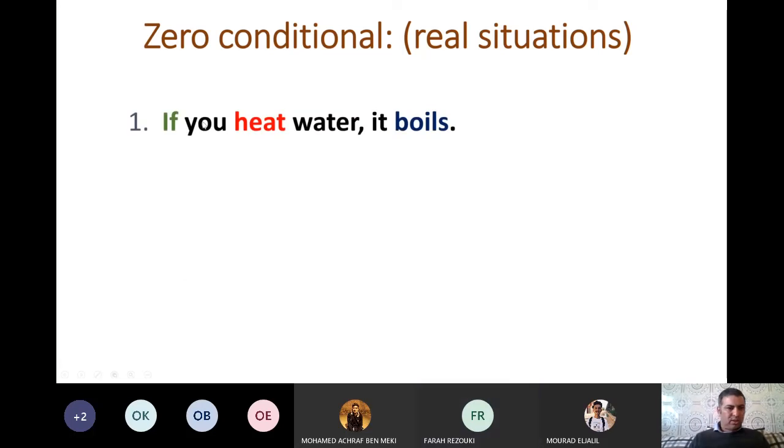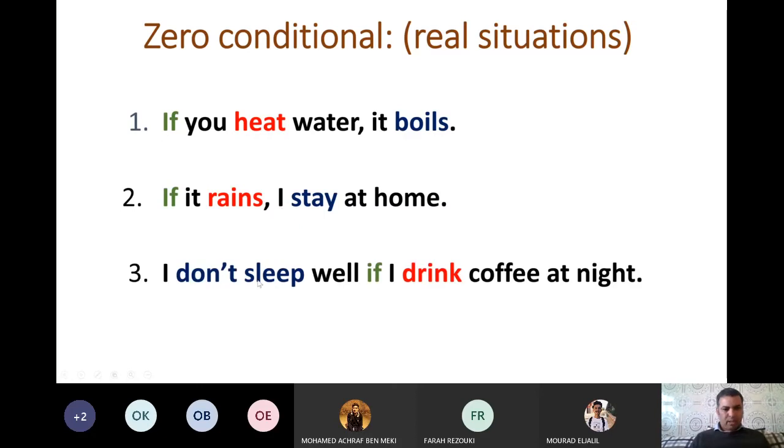I want you to notice sentence 1. If you heat water, it boils. I want you to notice the times of the verbs. Heat, boils. Second example. If it rains, I stay at home. Also here, notice the tense of rains and stay. Third, I don't sleep well if I drink coffee at night.